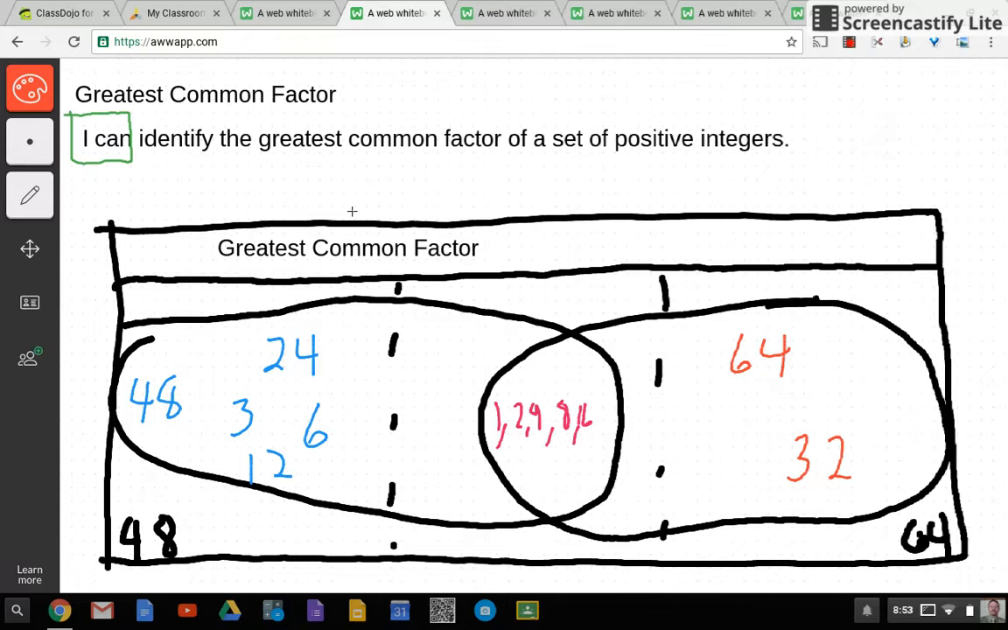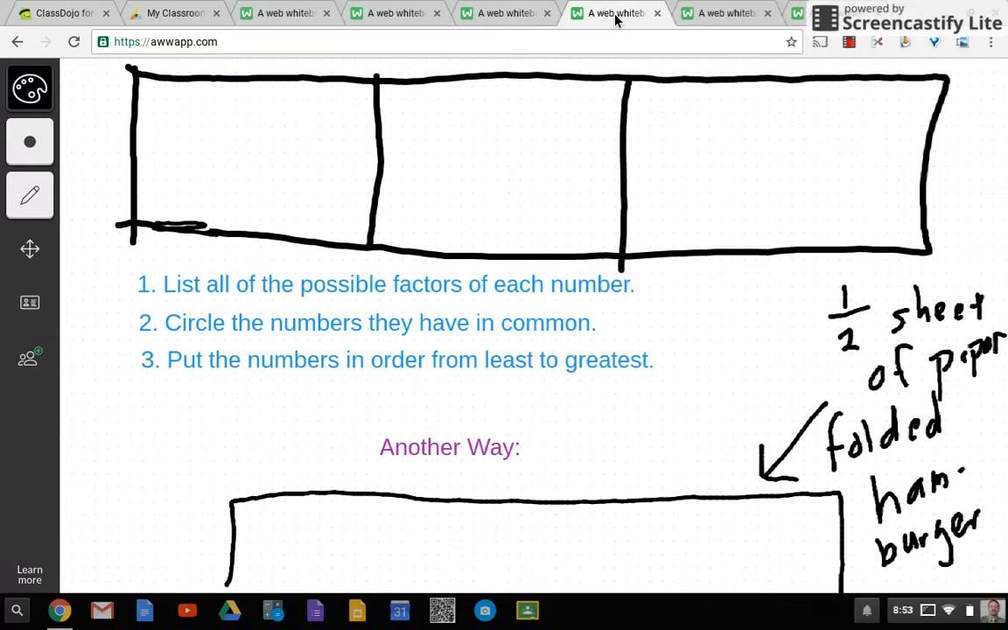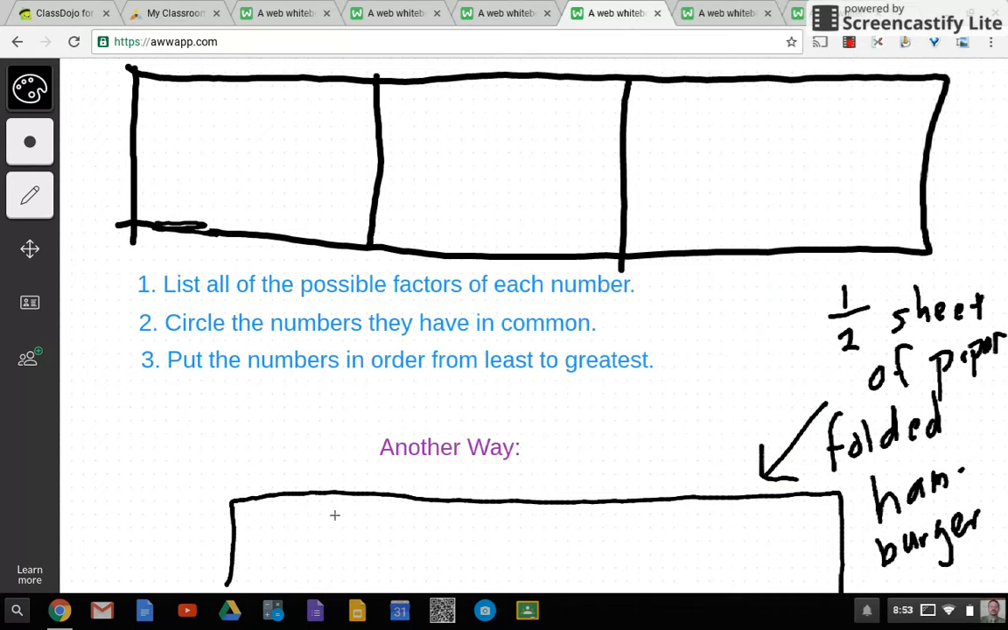So this is one way to find our greatest common factor. Okay, there's my inside flaps. Now this gets listed down below. See these 3 columns right there? That is this thing right here. So this gets listed down below.